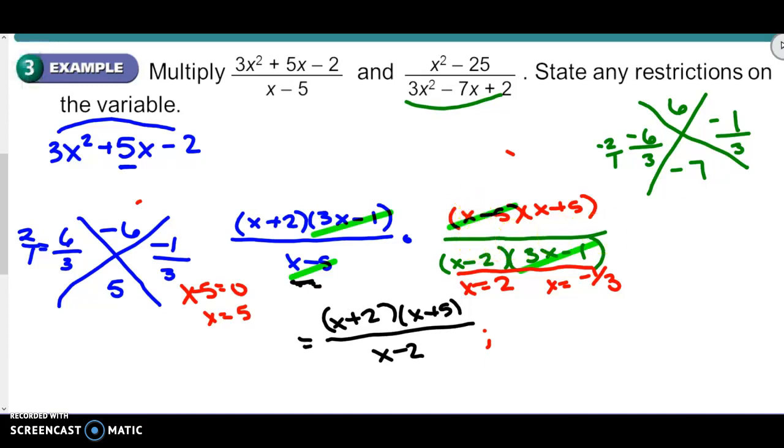So then the restrictions are x cannot equal negative 5, 2, and negative 1/3. And I looked at the wrong expression. This would be positive 5. Okay. Alright, so any questions on how to do that, just send me an email. You can tell I'm used to doing it that way.